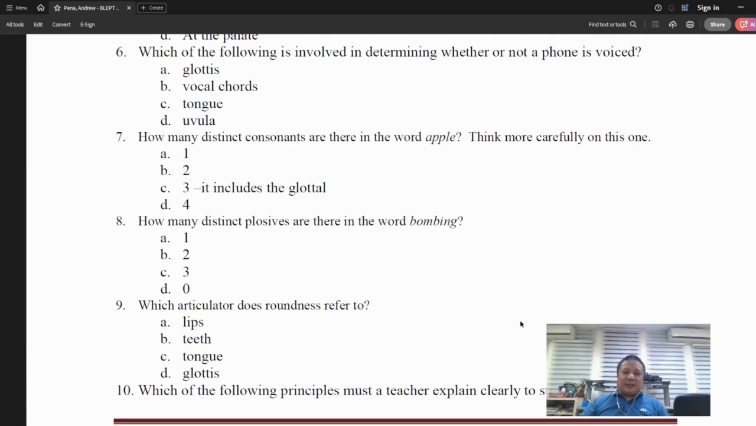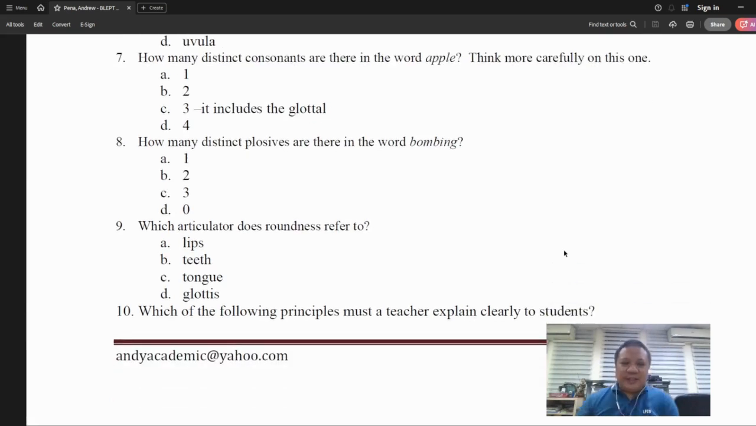How many distinct consonants are there in the word apple? Think more carefully on this one. The answer is C, 3. It includes the glottal. The is a consonant. Then you have the P, and then you have the L. Okay?